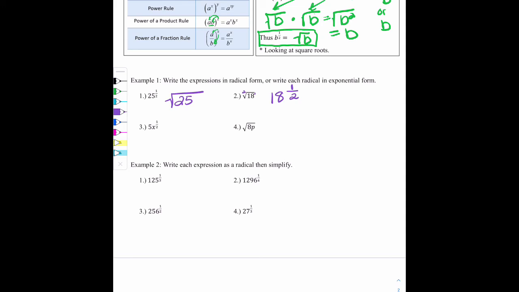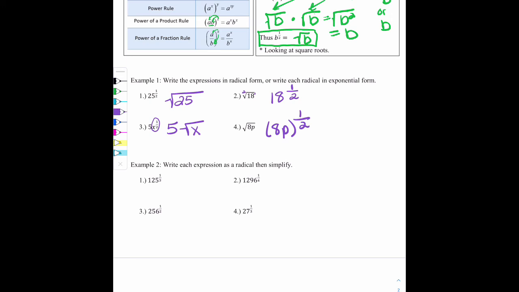Now when we look at number 3, it's very similar to number 1, except we have a 5 in front. There are no parentheses, so that means the 1/2 only belongs to the x. So the 5 will stay where it is, and x to the 1/2 is the same thing as the square root of x. In number 4, the 8 and the p are underneath the radical. So when we go to write it in exponential form, we have to keep the 8 and the p together in a set of parentheses. And since it's a square root symbol, I know my exponent is 1/2.